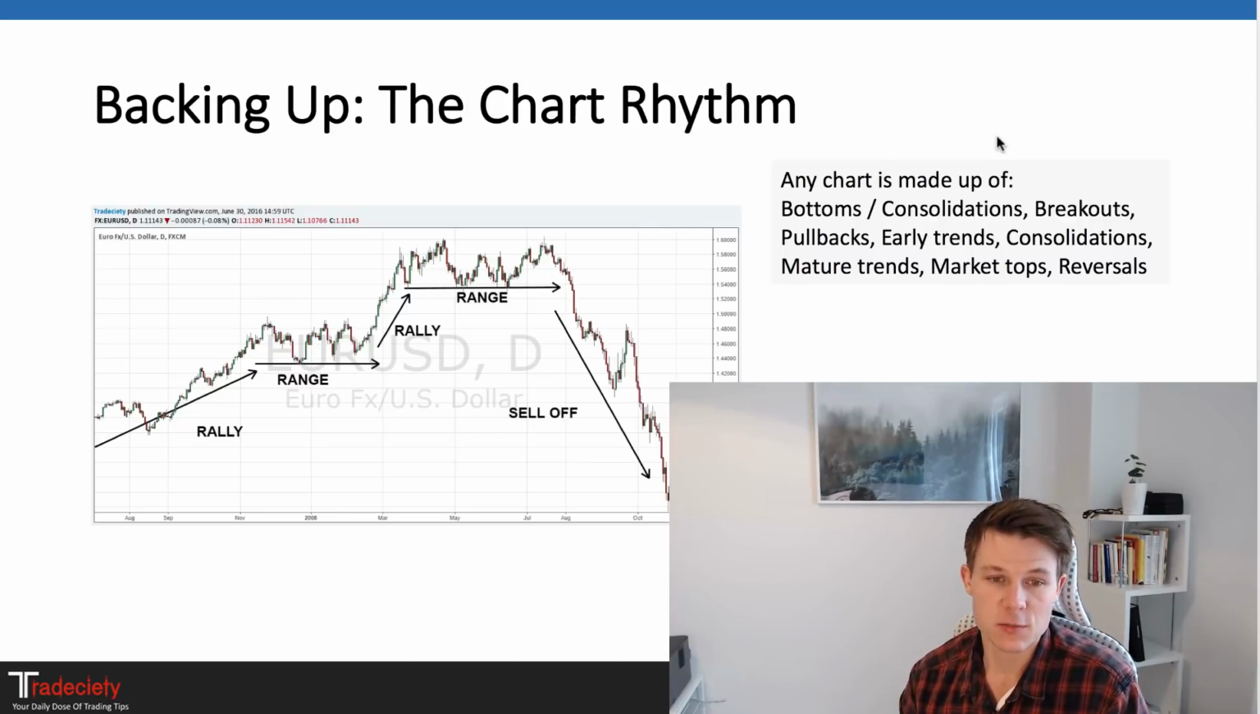Furthermore, if you look at chart rhythm and chart phases, there are just certain periods and certain things that the market can do. So there are bottoms or consolidations where the market goes sideways. We have breakouts when the price leaves such a consolidation. Those breakouts can be during the trend or at the beginning of a trend. We have pullbacks after the breakouts. We have early trends after the pullback is confirmed. Then during a trending phase, we have consolidations. We have periods where the price is stalling. Then the trends go on and we enter a mature trend stadium. When the mature trend ends, we have a market top, and when the top reverses, we have obviously a reversal. And then everything starts over.